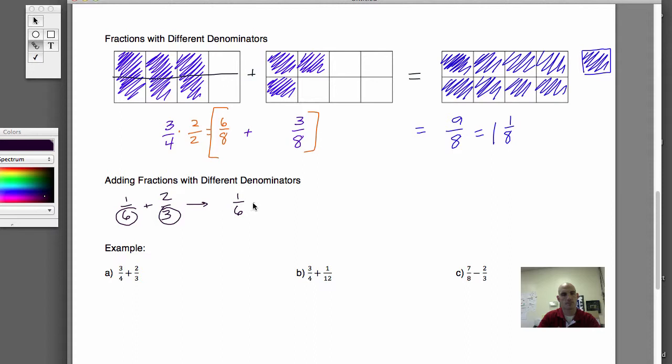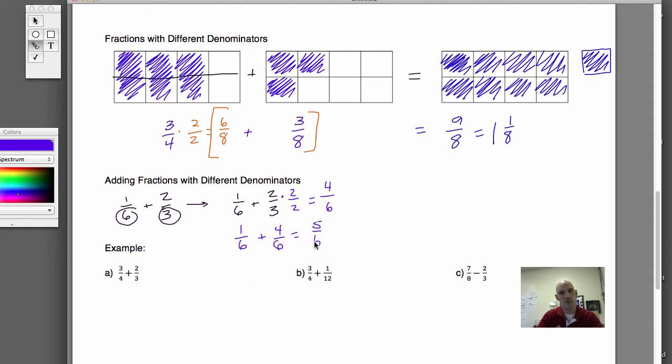Well, I could do something like this. 1/6 plus, and then I could take my 2/3, and I want to get sixths on the bottom. So I'd multiply it by 3 over 3 to get, sorry, really I'm going to multiply it by 2 over 2, because I want sixths on the bottom. So I'm going to have 6 on the bottom and then 4 on top.